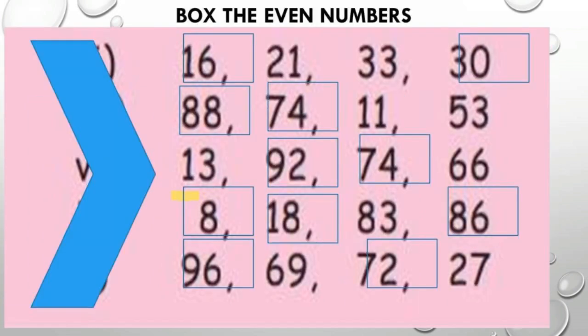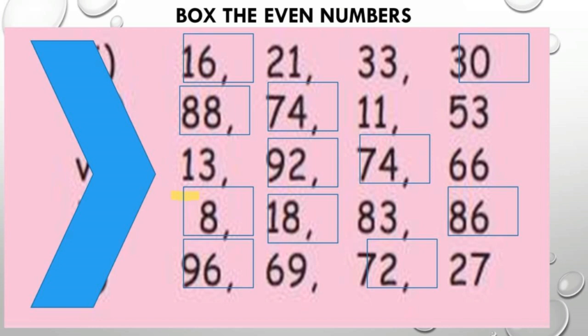Now you have to box the even numbers. Even numbers means the numbers 0, 2, 4, 6, 8. So once you have seen the number 0, 2, 4, 6, 8 in the ones place, it is an even number. So the first one, what is it? 16, 21, 33 and 30. Here we have 16 and 30. So we have a 6 and 0 in the ones place. So you have to box the 16 and 30.